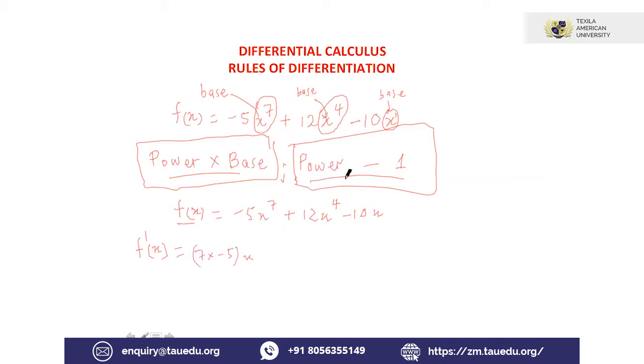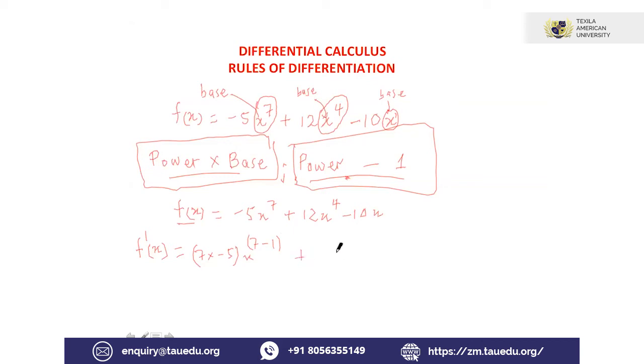Then you come to the other point here. You take the power, but you subtract 1 from the power. So we know that the power is 7 here. If you subtract 1, this also is there for you. Then you are done with part 1.